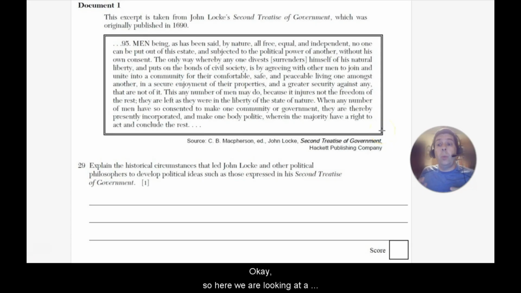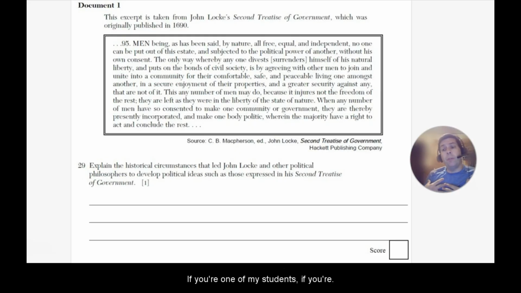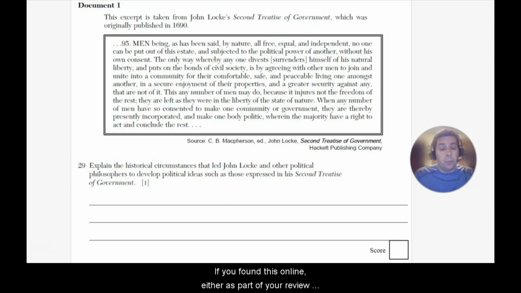Okay, so here we are looking at a new type of question for our unit on the Age of Enlightenment, Unit 2, Part 1. If you're one of my students, or if you found this online as part of your review for the Age of Enlightenment or for Regents review, this is helpful for that as well.